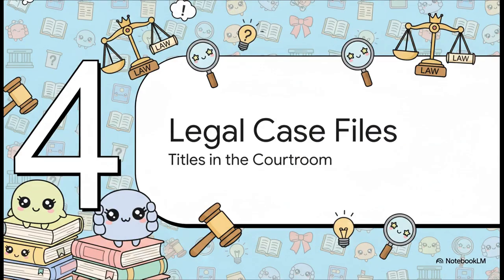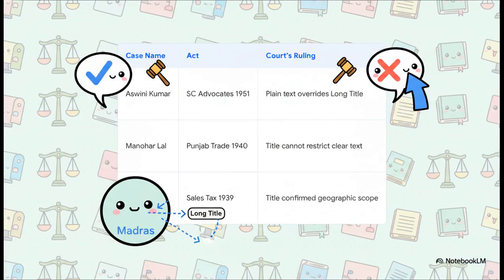Section 4. The legal case files. Titles in the courtroom. Looking at past jurisprudence really helps clarify how this works in practice. In the 1952 Ashwini Kumar Ghose case, the court had to decide if Supreme Court advocates could both file and plead cases. Even though the title of the 1951 Act seemed a bit restrictive, the majority held that the plain text of Section 2 clearly gave them the right to practice fully. The text overrode the title.